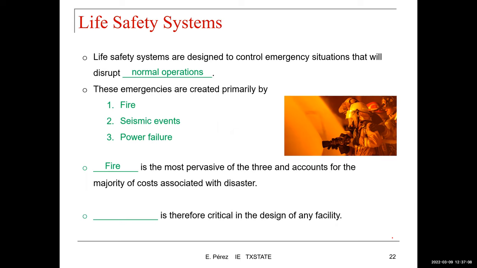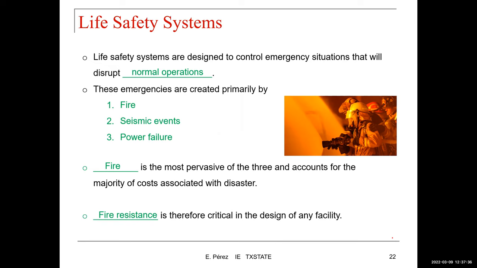Yeah, fires can happen anytime. We don't necessarily have total control over the things that can cause a fire. It could be equipment, a malfunctioning system, or a person on the staff creating the fire. Those are typically the most common causes. And fire resistance is therefore critical in the design of a facility.